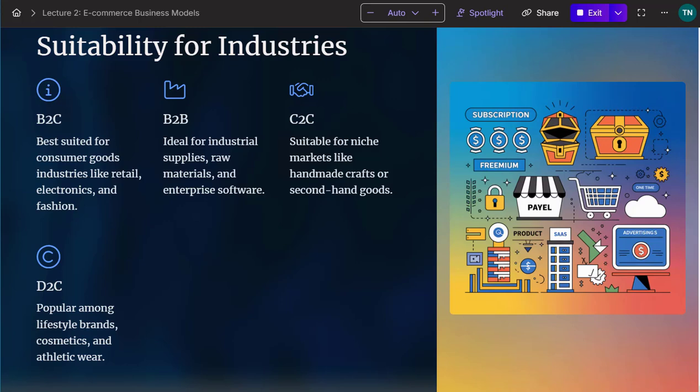For niche C2C markets like handmade crafts or second-hand goods, our platform provides an ideal channel for this type of transaction between individual consumers. And number 4, for D2C industries such as lifestyle brands, cosmetics, and athletics, our direct-to-consumer approach aligns perfectly with their business needs. So the key is that we have designed our model to be flexible and adaptable, so we can effectively support a wide range of industries and business types.